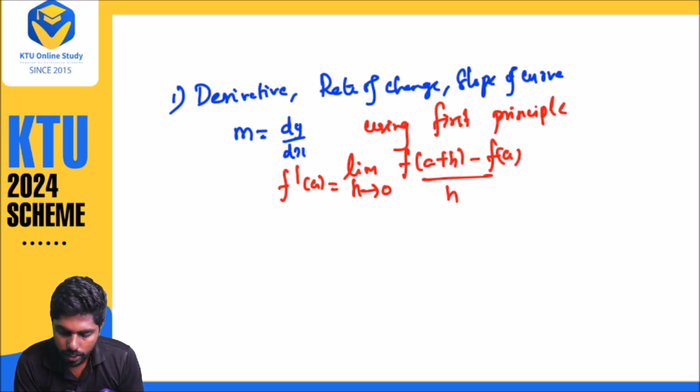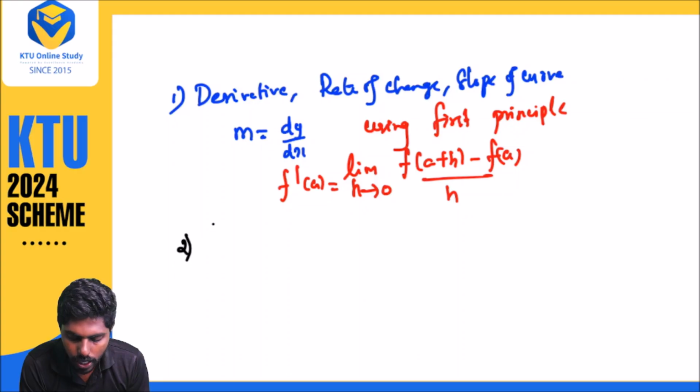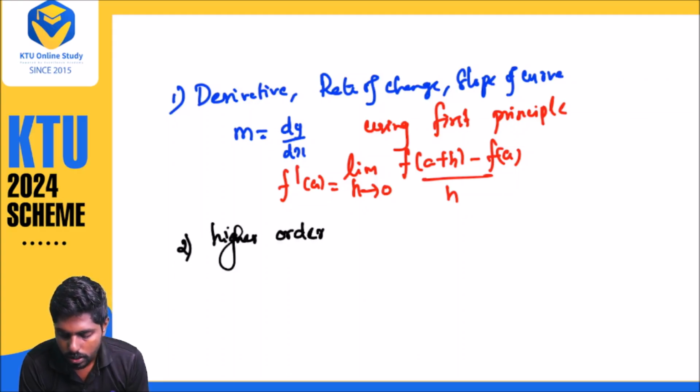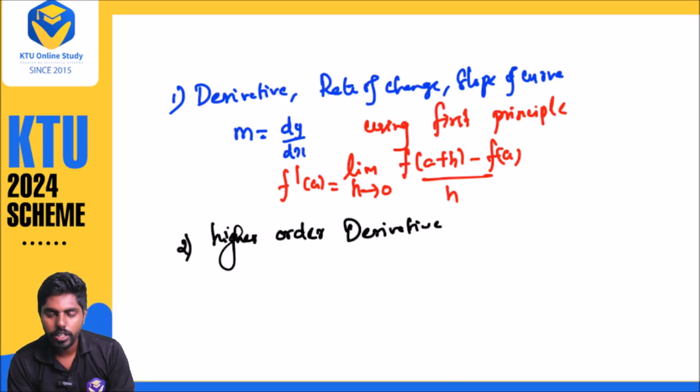Next, what are the things we have learned? We have learned about higher order derivatives. You just have to differentiate the equation again. When you differentiate dy by dx, it becomes second order. If you differentiate the second order, it becomes third order. If you differentiate the third order, it becomes the fourth order. That is higher order derivatives.